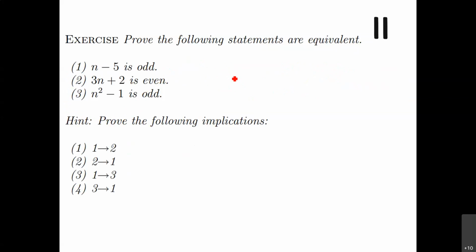Let's try to prove the following. First, we'll do 1 implies 2, then 2 implies 1, so kind of proving that 1 is equivalent to 2. Then with 3 and 4, we're proving that 1 is equivalent to 3. But since 1 is equivalent to 2, then 3 is equivalent to 2, and you're done.